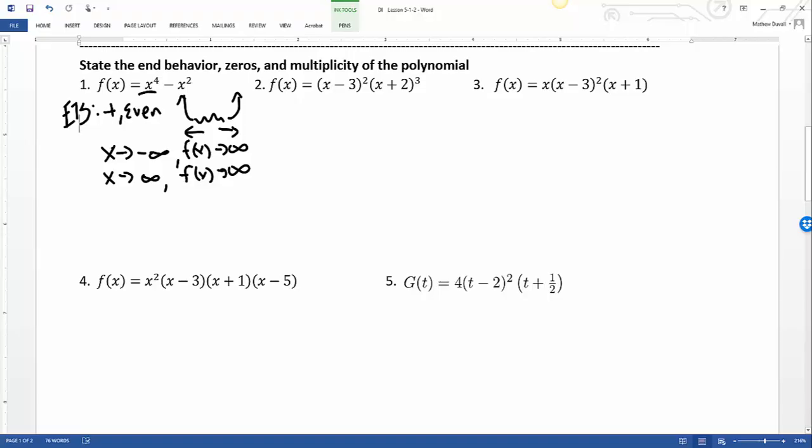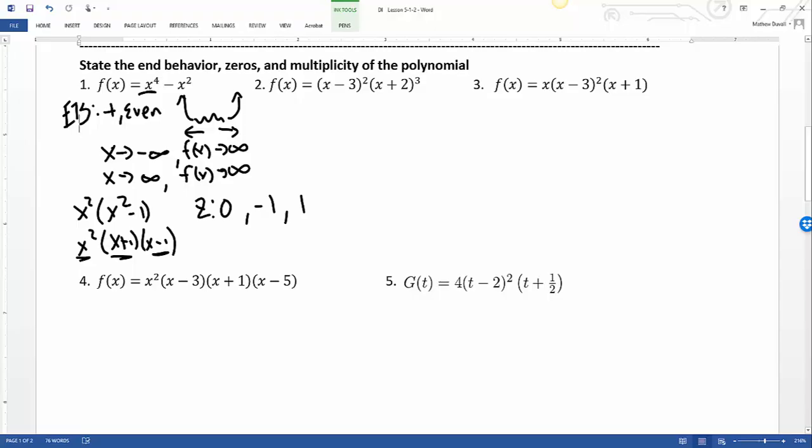Now, to find the zeros, we need to factor it. Okay, so there's an x squared in common, so I'm going to factor out the x squared. And I could factor that further. So my zeros are going to be 0, -1, and +1. You have to set each factor equal to 0 and solve.